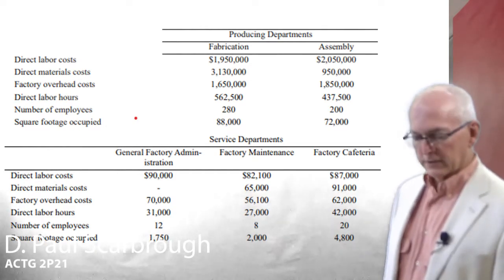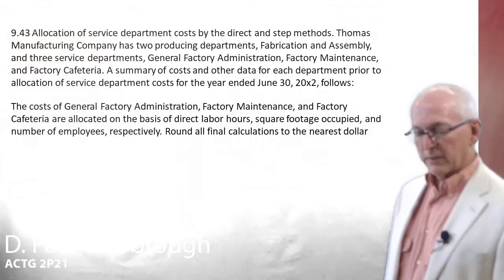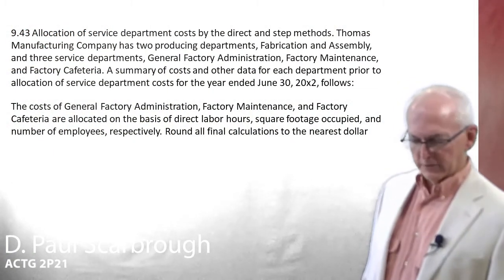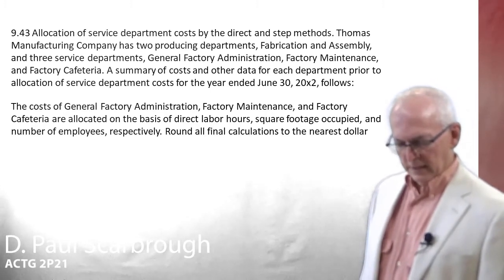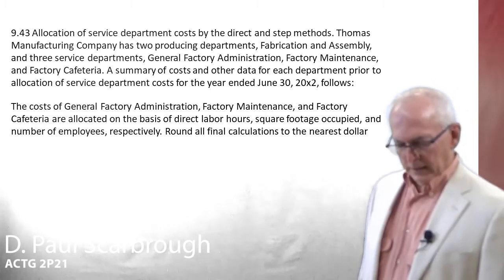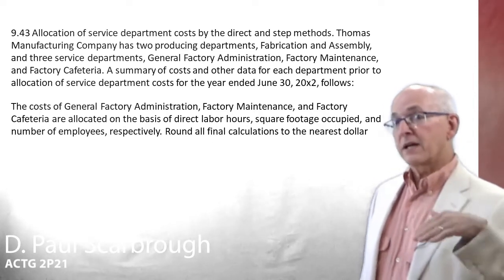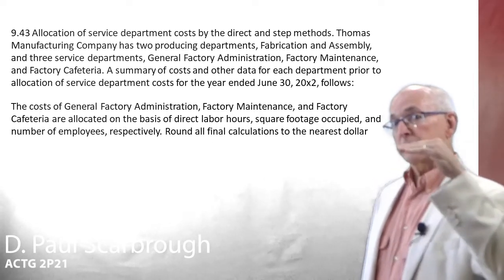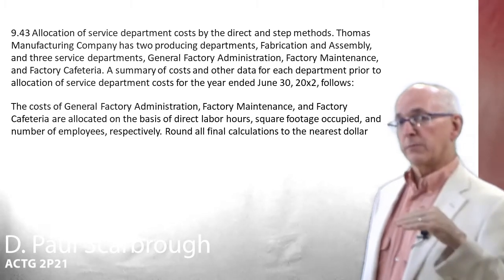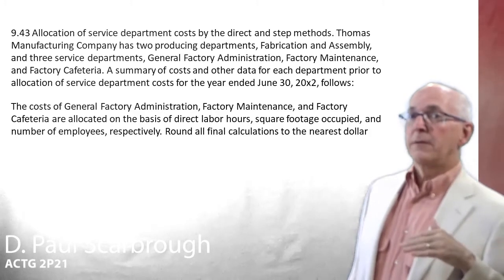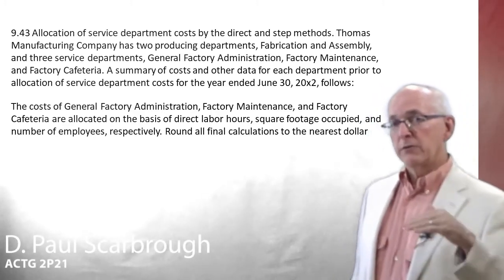But first, I want to take a quick look at the text. Notice they describe the organization, but they also give us a very important piece of information down in that last sentence. It says that the costs are allocated. Remember, allocated means that we're at that second step. We're moving costs from service departments to production departments. So in that move, we have to use some denominator level to move those costs.